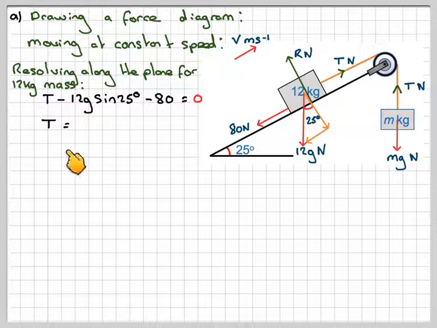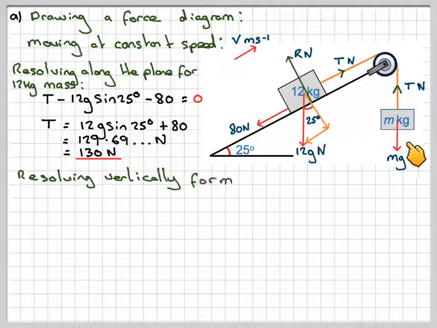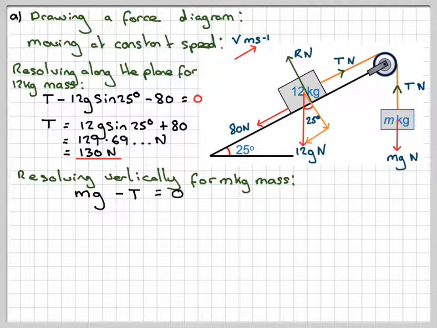So from that we can say that T is going to be equal to 12g sine 25 plus 80, and then we can work that out on our calculator, get 129.69 newtons, which is 130 newtons correct to 3 significant figures. Now resolving vertically for the m kilogram mass. Okay, so it's moving this way, so we'll take downwards as being positive, so we'll say mg minus T will be equal to 0 because it's moving at a constant velocity. So mg will be equal to T, and therefore m will be T over g.